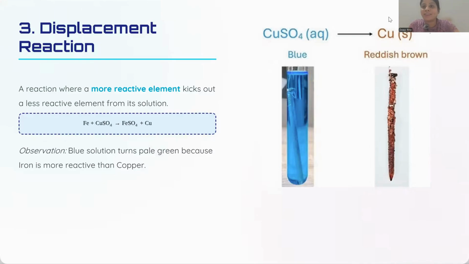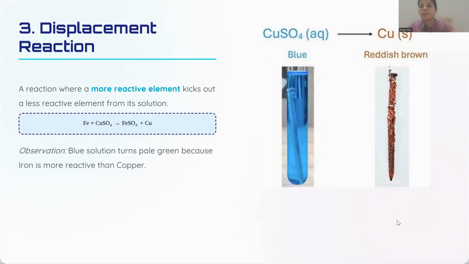Yes. Next is the displacement reaction, the third type of reaction. A reaction where a more reactive element replaces a less reactive element from its solution. You have seen that iron, being more reactive, displaces copper from its solution to form iron sulfate and copper. So the blue solution of copper sulfate turned into a reddish brown because iron has displaced copper from its solution.